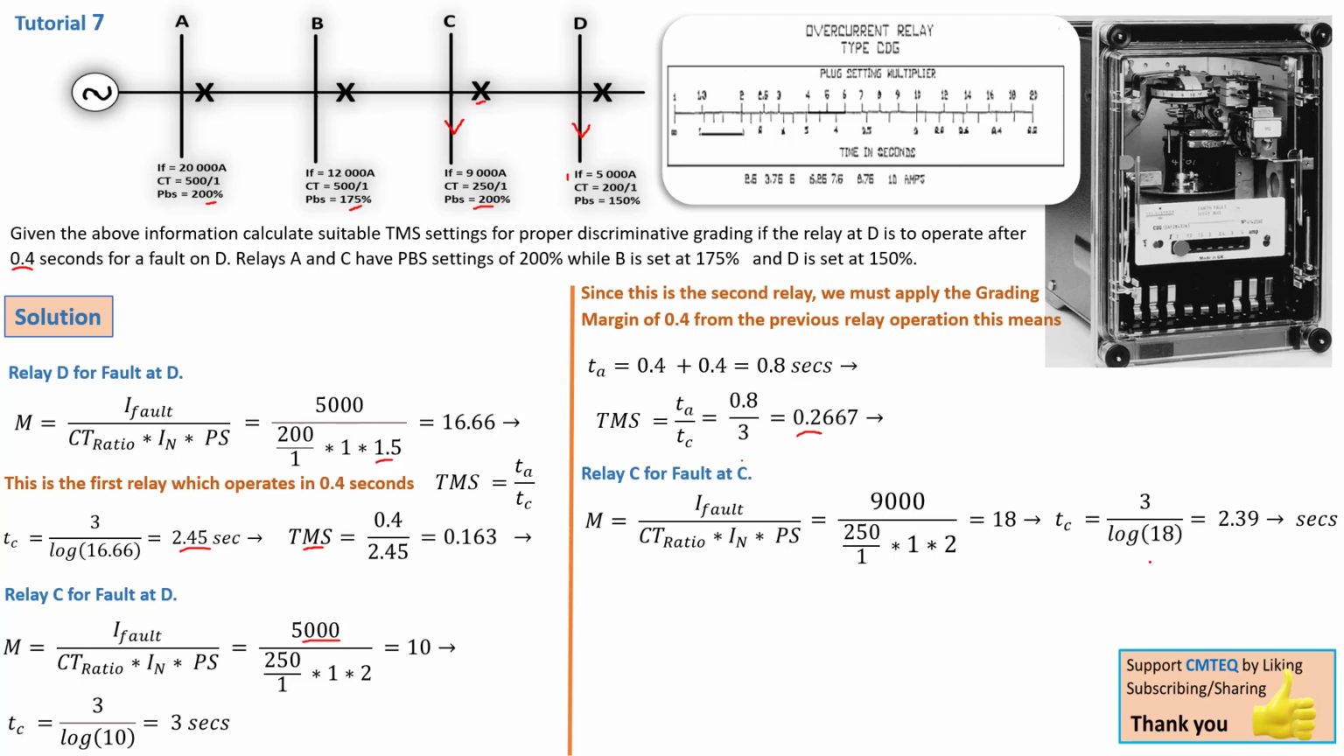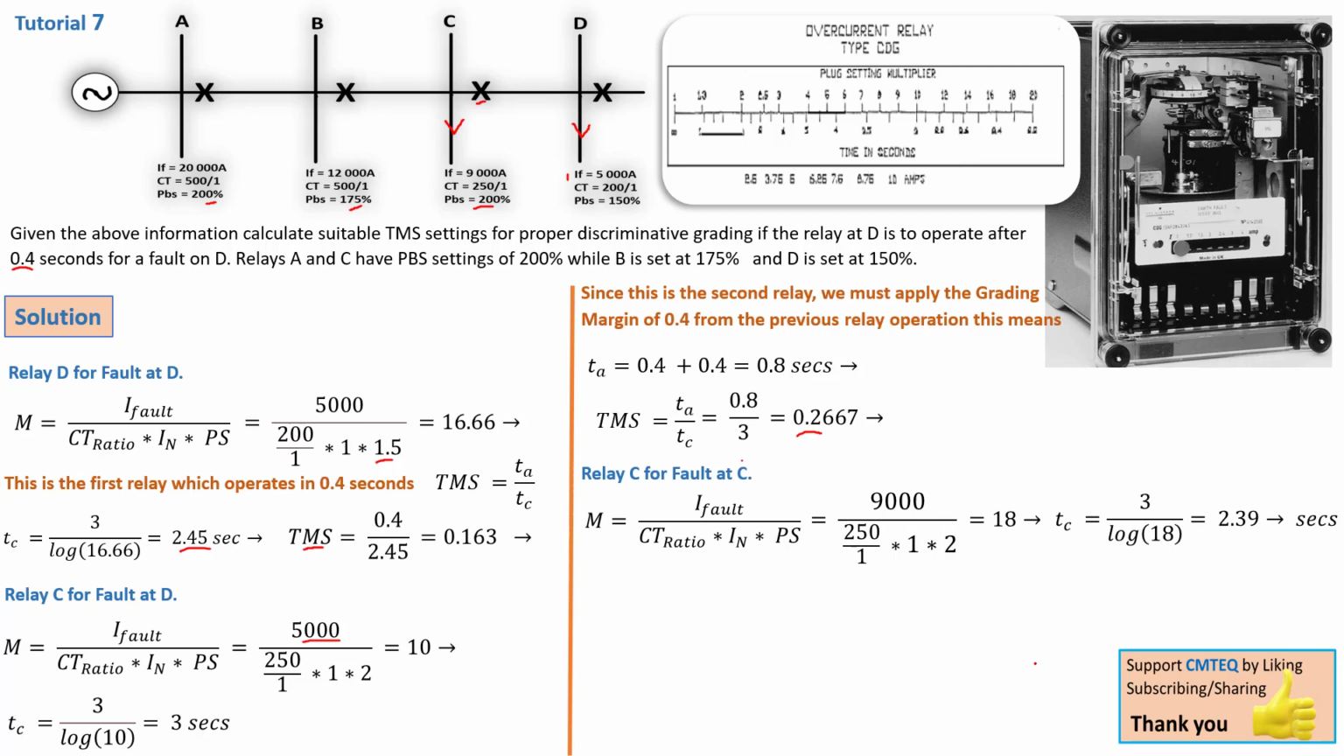Now, don't get confused with what's going to happen here. We have an actual time here that is based on the grading margin, and this actual time was used to calculate the TMS, and that was for the fault on D. But we now need to calculate the relay's actual time for its own fault, because this actual time of 0.8 here is if the fault occurs on D, but it's not going to be the same actual time if the fault occurs on its own bus bar C.